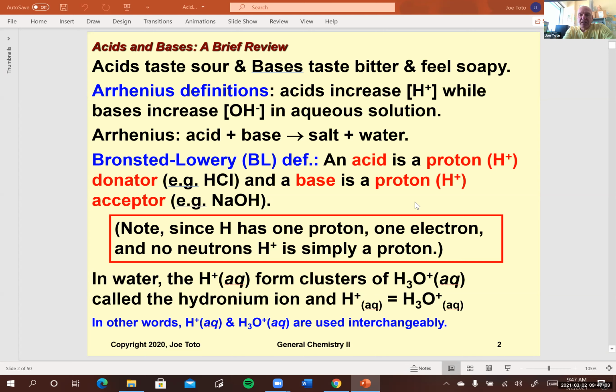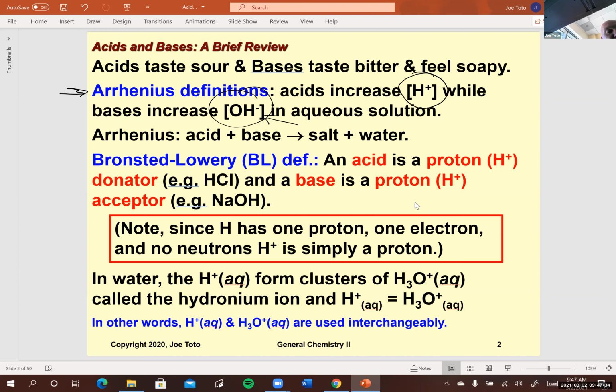bases. In Chem 200, you guys remember that you worked mostly with Arrhenius's definition of acids and bases, and that just centered around the production of H plus in solution, and anything that increased the concentration of H plus was said to be an acid. Anything that increased the concentration of OH minus was said to be a base.